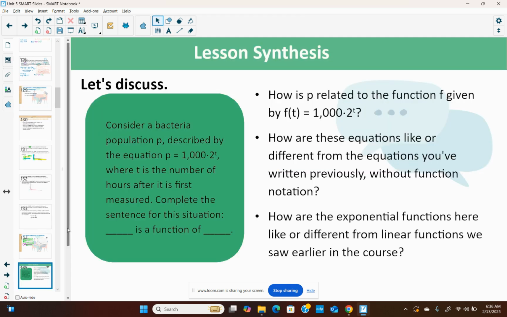Okay, so here's the lesson synthesis. So let's discuss. So consider a bacteria population described by the equation P equals 1,000 times 2 to the T, where T is the number of hours after it's first measured. Complete this sentence for the situation. So what is a function of what? So we'd have the bacteria population is a function of the number of hours since it was first measured.